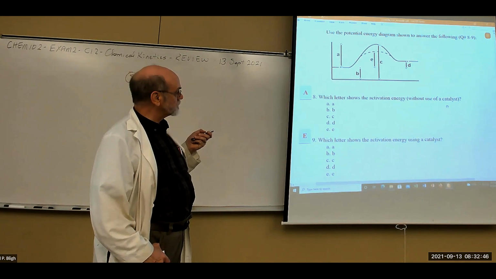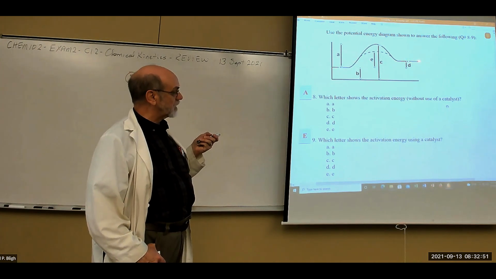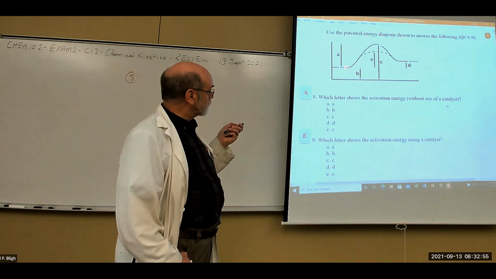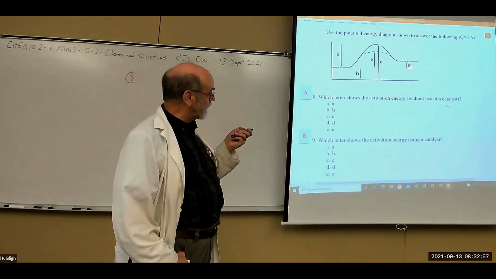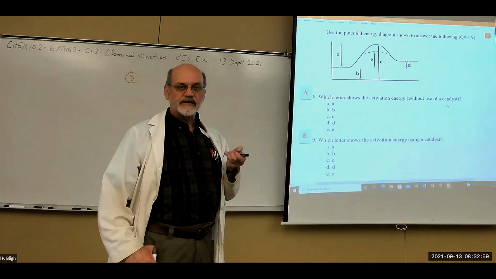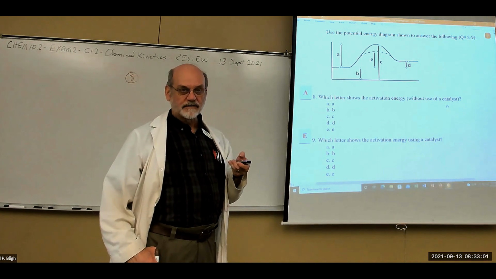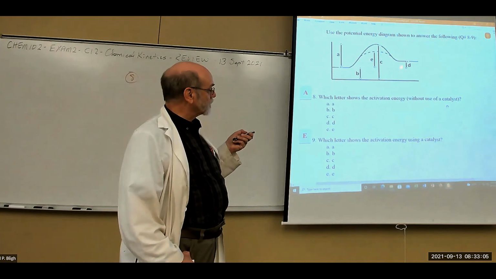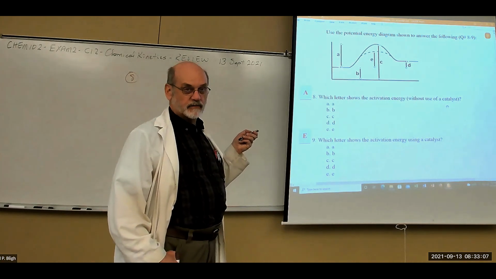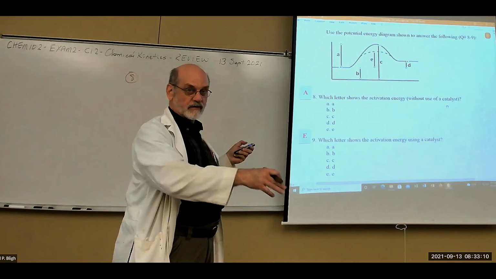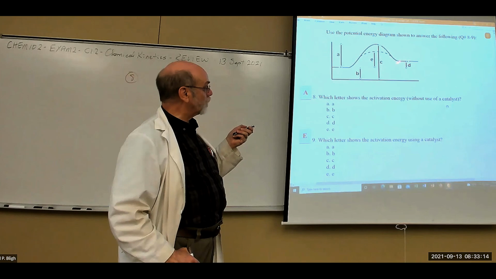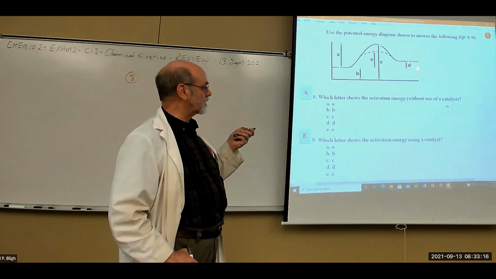So notice the difference here. You have a certain energy content for the reactants, and this is the energy content for the products. So the difference between this level and that level is this value, D. That's the enthalpy of the reaction. Is it exothermic or endothermic? Well, the products have more energy than the reactants, so it has to be endothermic. You put energy in that you didn't get back. So that one doesn't answer the question. That's not activation energy.